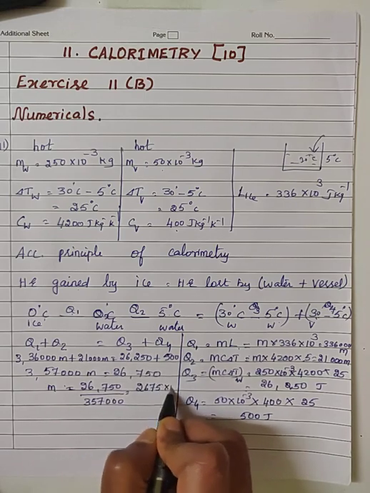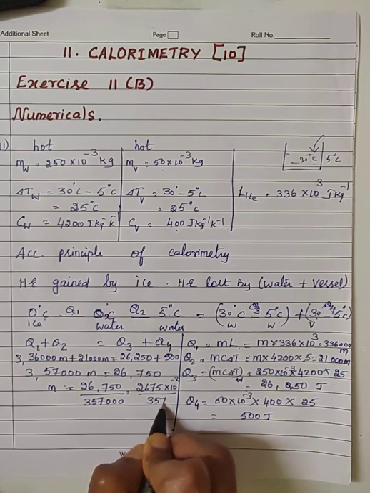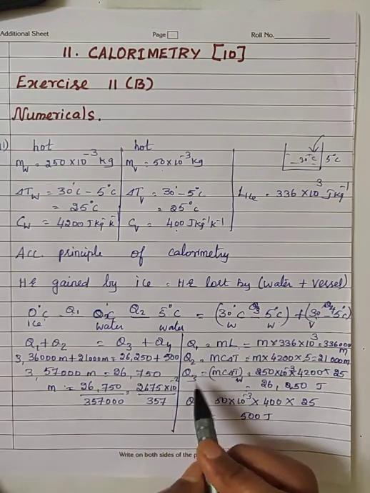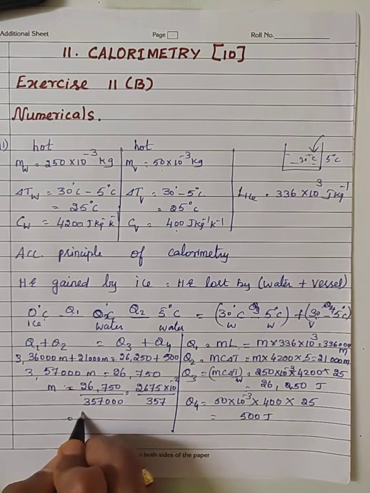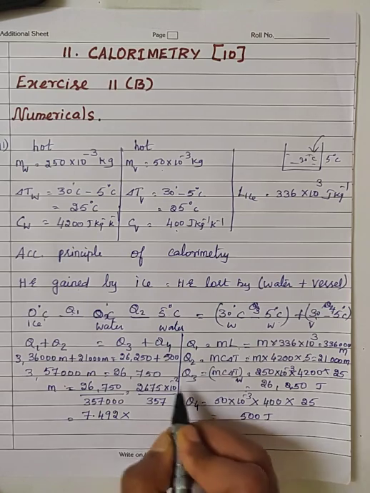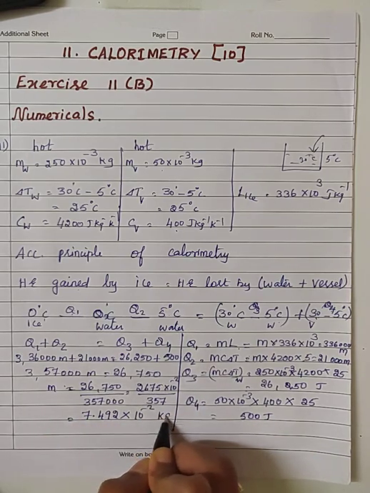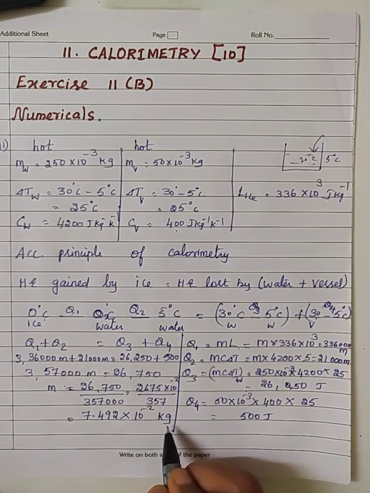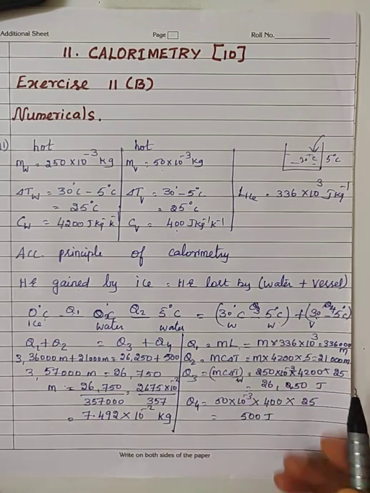2,675 into 10 power minus 2 whole divided by 357. On dividing 2,675 by 357, we will be getting 7.492 multiplied by 10 power minus 2. SI unit of mass is kilogram. Directly you can write the SI unit of mass because we have substituted all the quantities in SI unit.